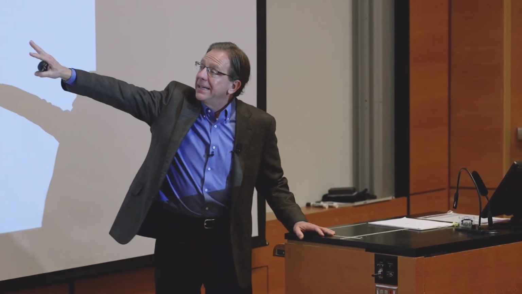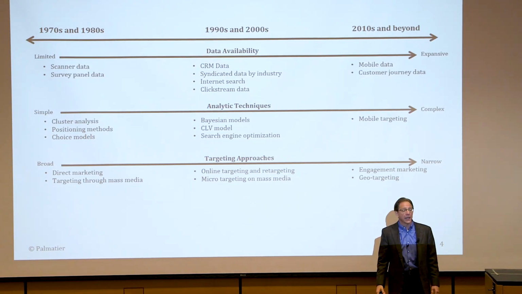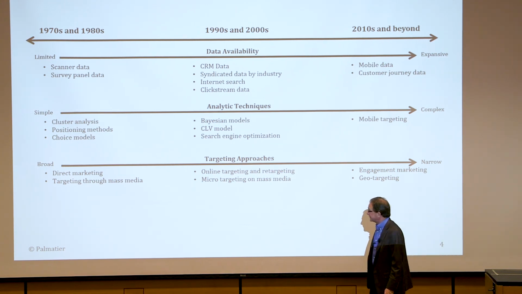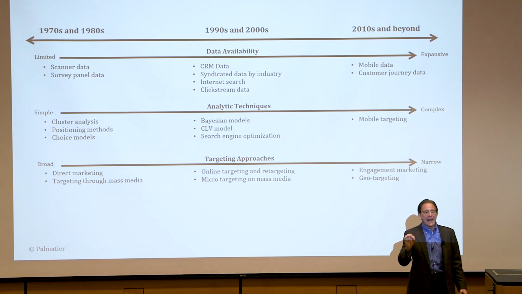The last is specific targeting approaches. In the beginning, we did direct mail by zip code. That's as accurate as we were in many cases. Now we've got the online targeting and retargeting, micro-targeting based on mass media. Your cable box has the capability to have an individual ad sent to your house.